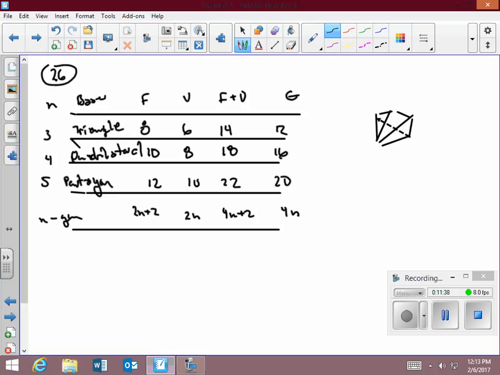What that Euler's thing says is F plus V equals E plus 2. Always.